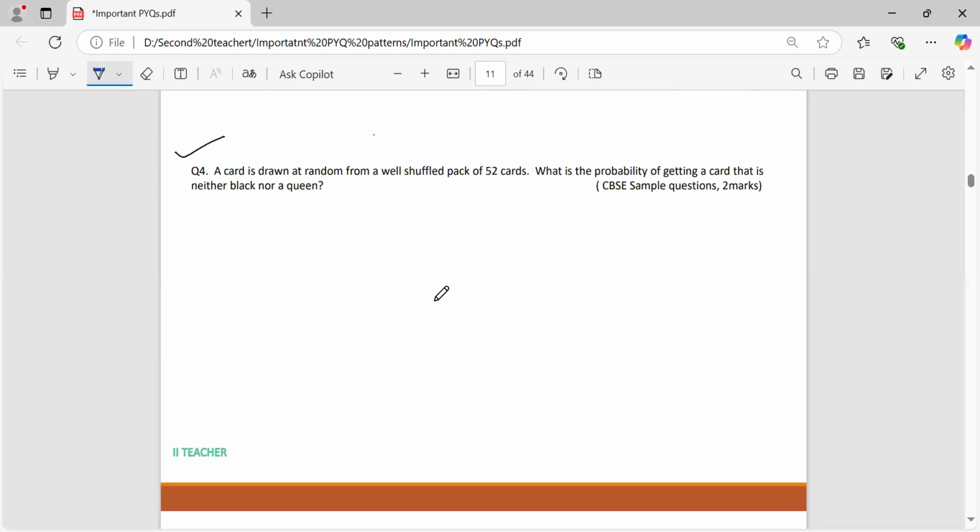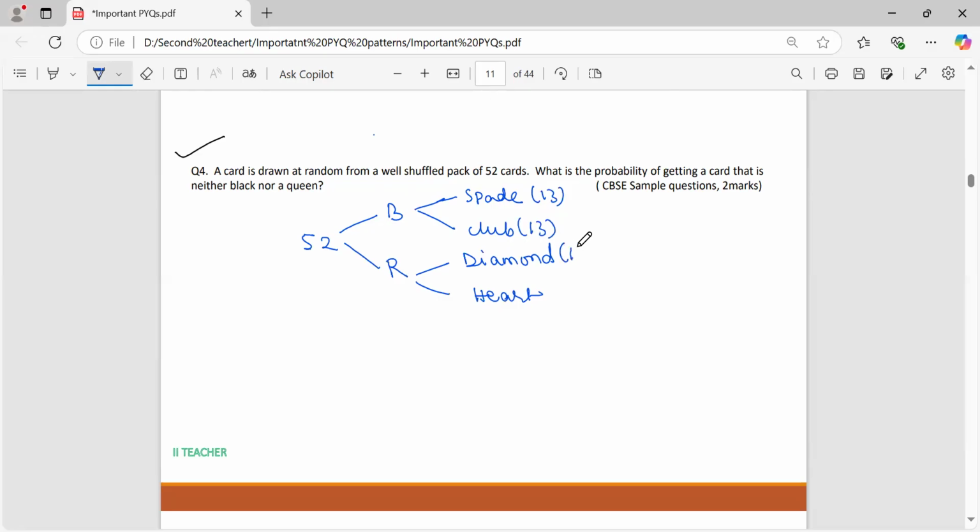And here the card is drawn at random. So there are 52 cards. And here there is the black card and there is the red card. In black, there is spade and club. And here this is red. In this red, there is diamond and heart, right? This is the breakdown. And there are 13 of each card: spade, heart, diamond and club.